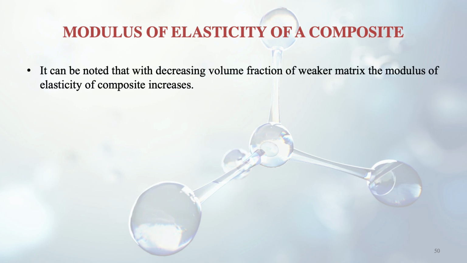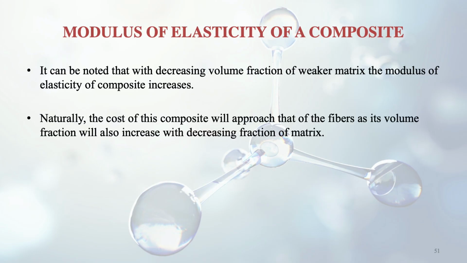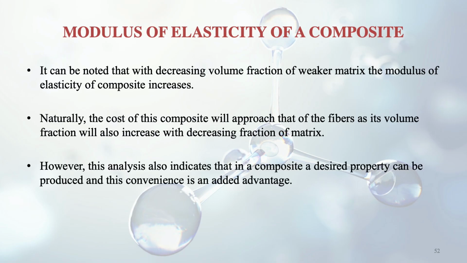It can be noted from these equations that with decreasing volume fraction of the weaker matrix, the modulus of elasticity of the composite increases. And naturally the cost of the composite will approach that of the fibers, as their volume fraction increases with decreasing fraction of matrix. But this analysis indicates that in a composite, a desired property can be produced, and this convenience is an added advantage. According to the volume fraction of the matrix or the fiber, we can have different kinds of properties. So this is an advantage.